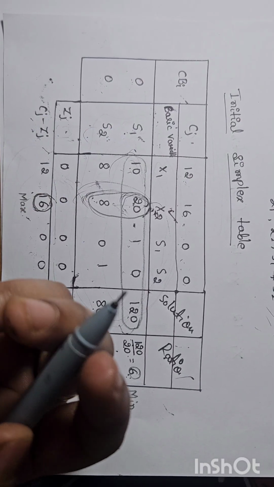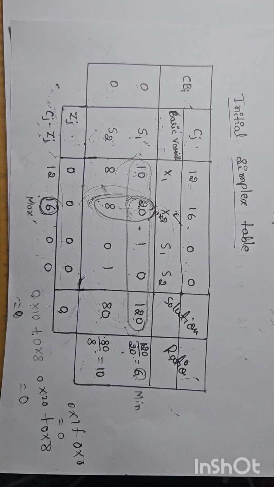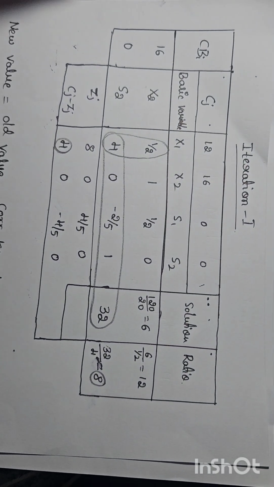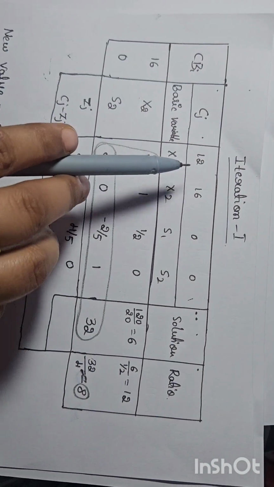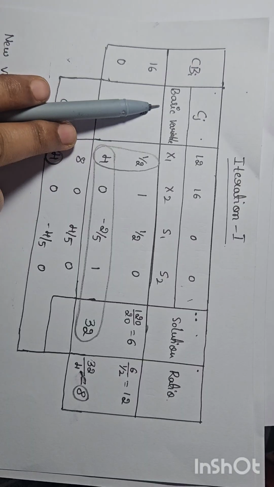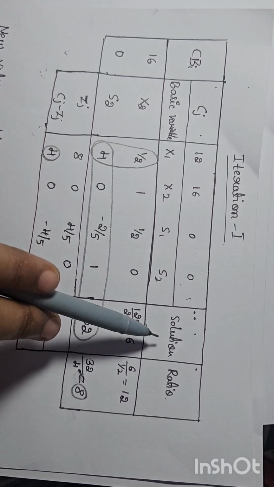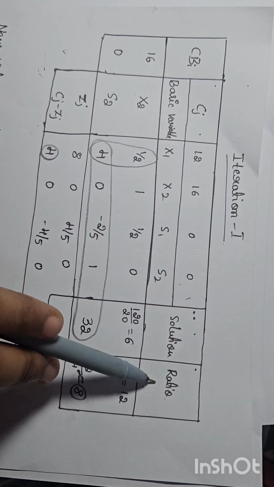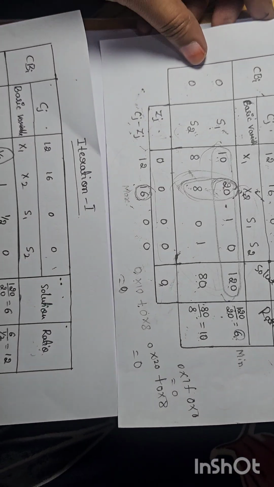Let us see how I am going to frame the first iteration. This is the first iteration, how I am framing it. This is Cj, the objective function: 12, 16, 0, 0. Basic variables x1, x2, s1, s2 as it is. The solution and ratio columns are also as they are. Look at this one, the initial table, and compare here.